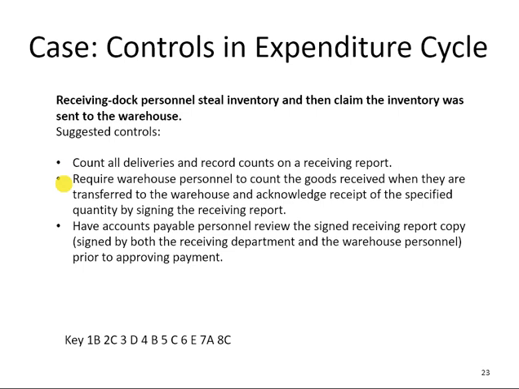So if the receiving dock personnel claimed he sent 100 units, but in fact he only sent 99 units, stole 1 unit, then the warehouse personnel will discover that, because the warehouse personnel is going to count again. If the warehouse personnel fail to count again and sign the receiving report, then the warehouse personnel is going to take responsibility together with the receiving personnel.